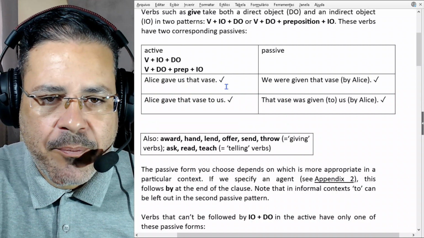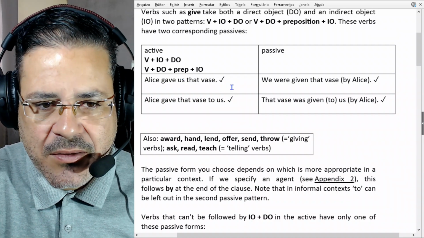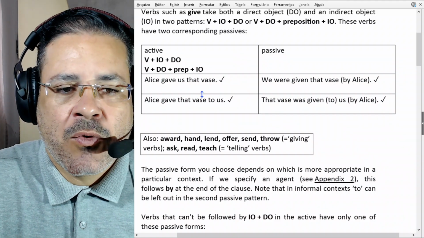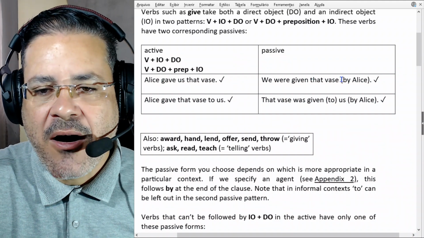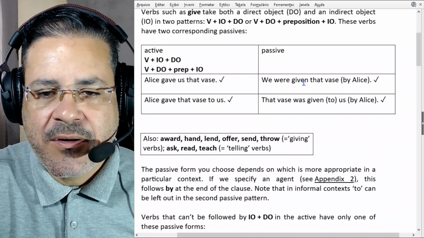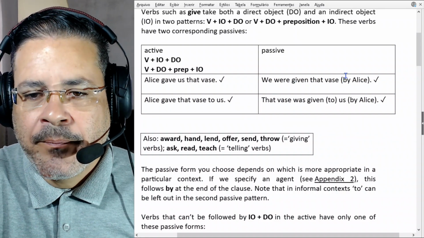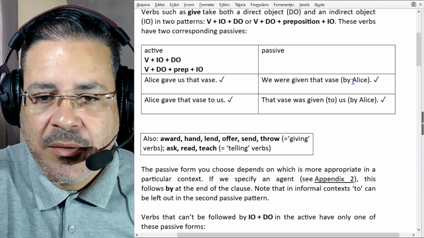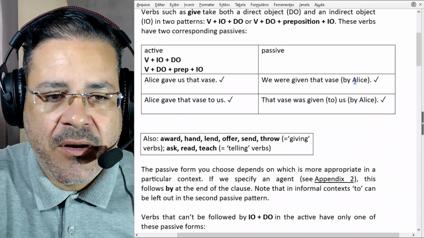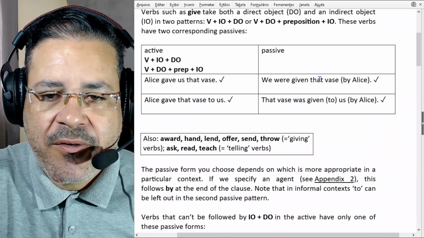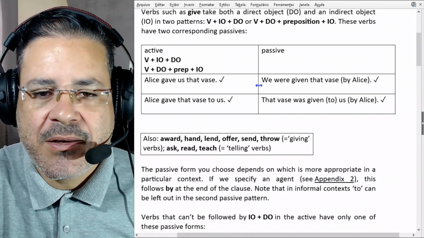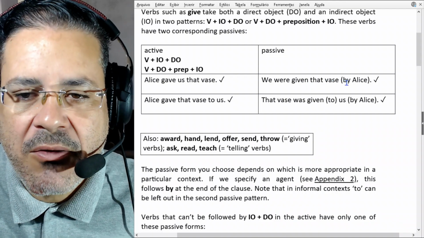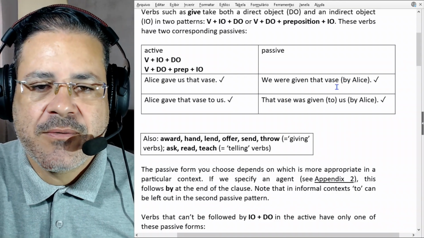So the passive for that pattern is, if Alice gave us that vase, we were given that vase. You might mention the person who gave us the vase: we were given that vase by Alice. Or you might say only, we were given that vase, if it's not important to say who gave us that vase.